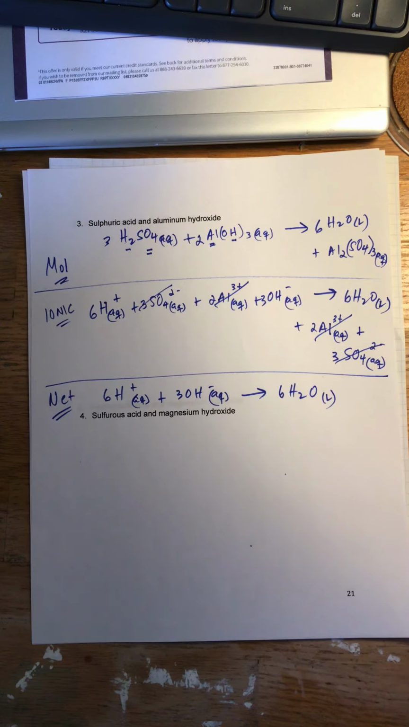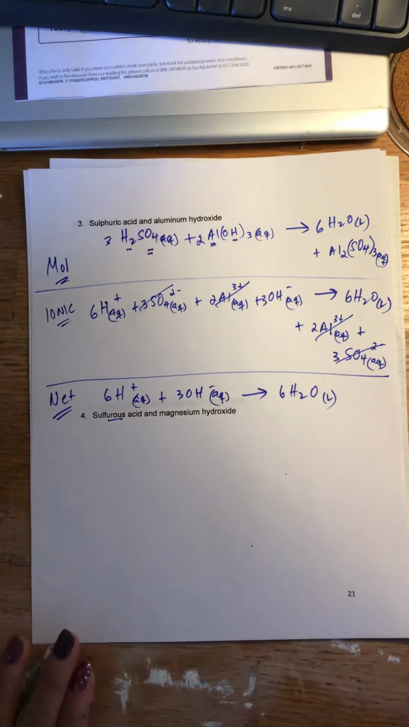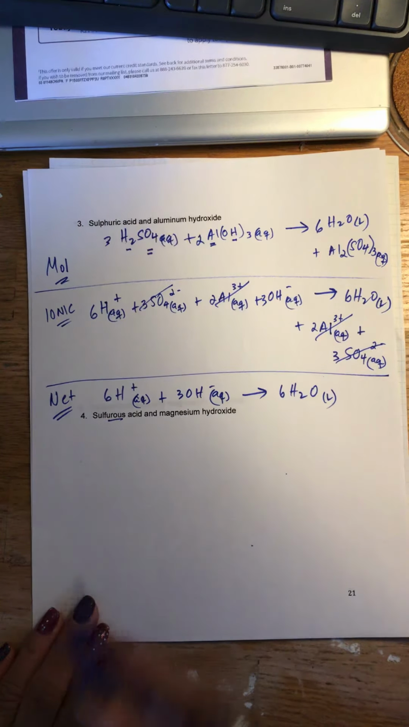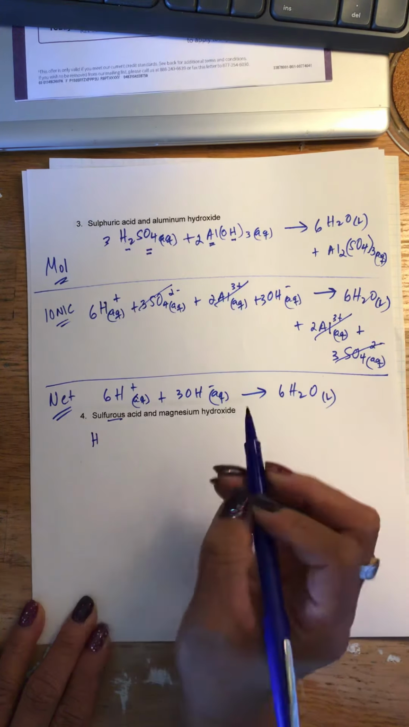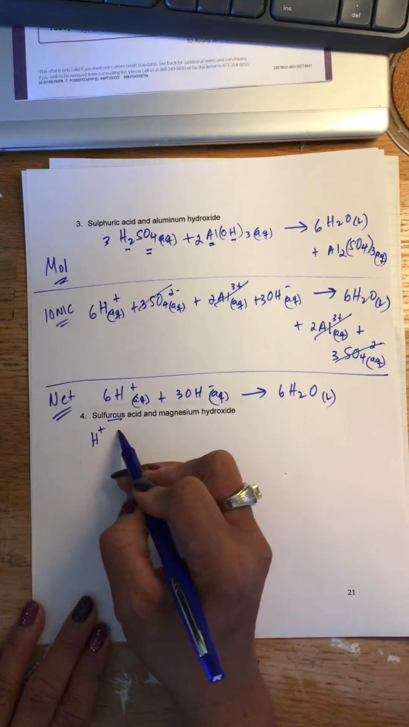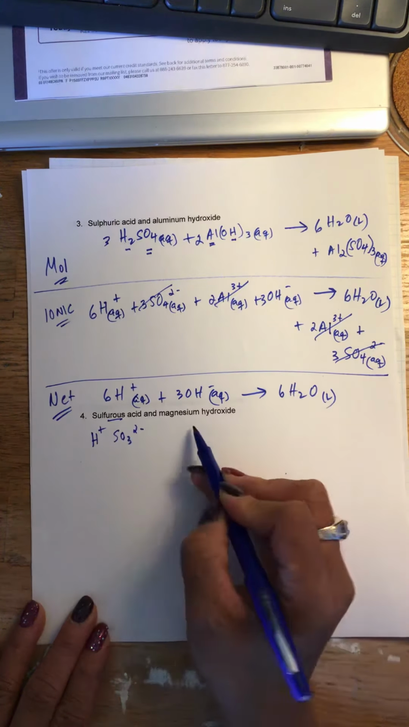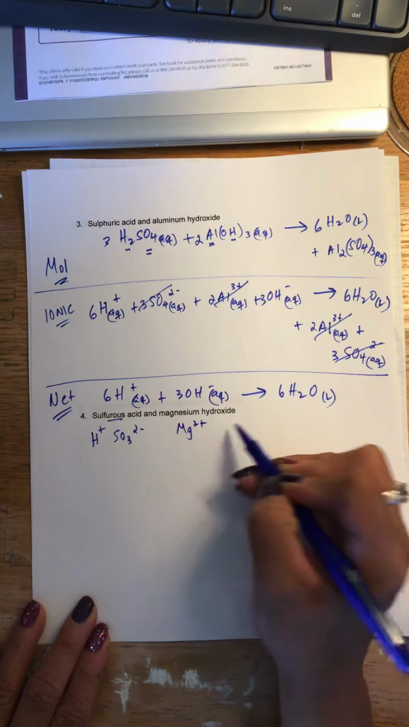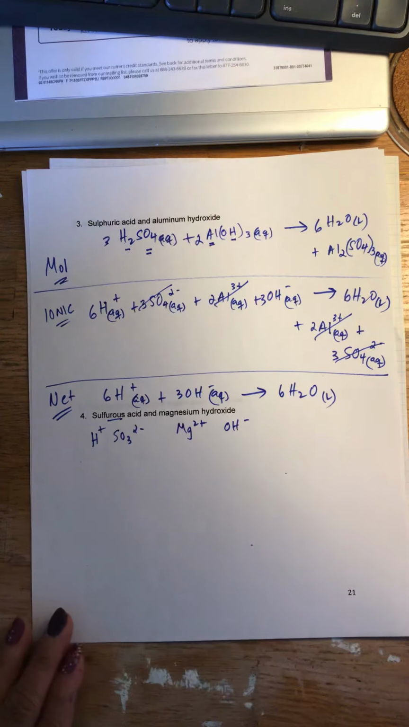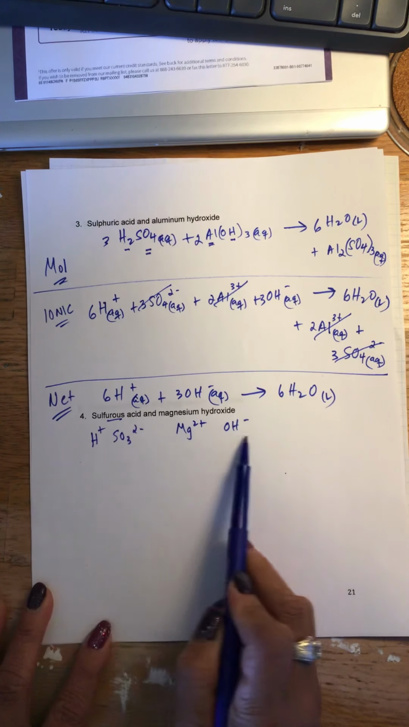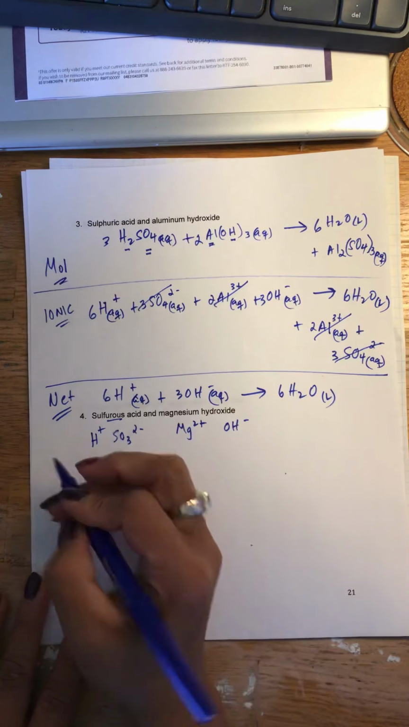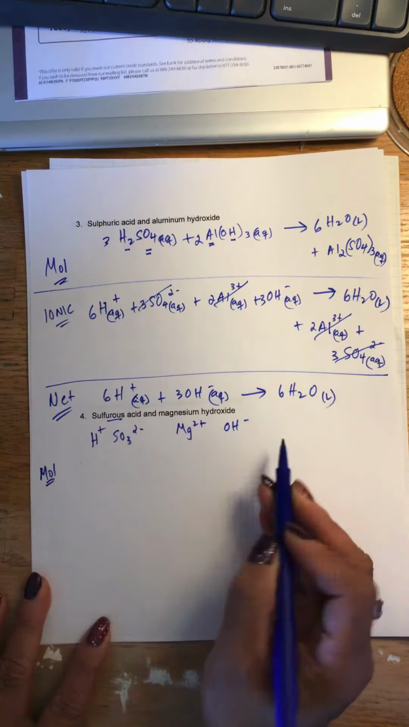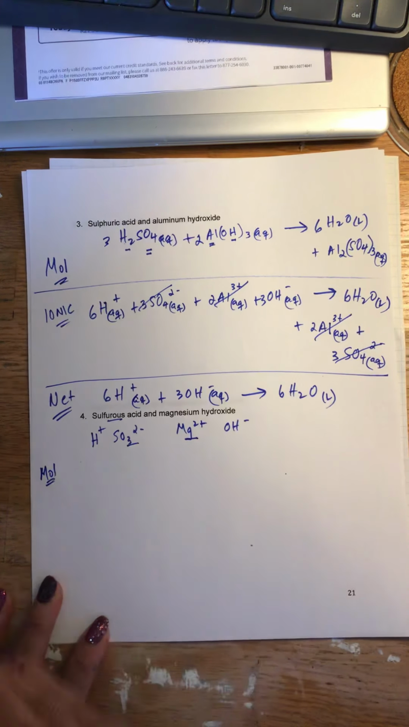Okay, so let's take a look at number 4 now. This is not sulfuric acid, but sulfurous. Sulfurous is not SO4. This is SO3 negative 2. So this is a combination of hydrogen, I'm going to break it down here, and SO3 negative 2. Magnesium is Mg plus 2, and hydroxide negative. It's sometimes easier to write down the ions that they form when they dissolve or dissociate in water. So now we can combine these ions to form the molecular formula.